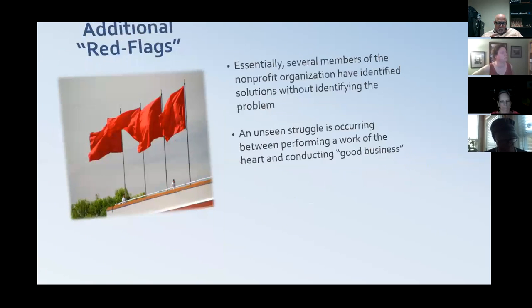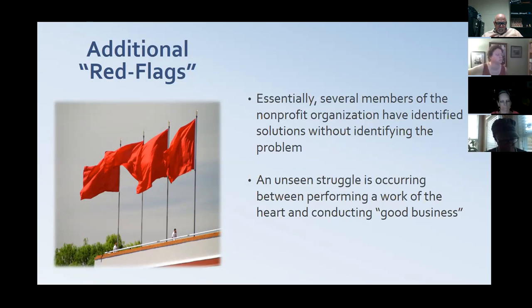Other things to look into: several members of the nonprofit organization have identified solutions without identifying the problem. I believe it was Roderick who mentioned that our donors or different funders are pushing us to be more business-like. And then he did the comparison between the work of the heart versus business work. That really causes an unseen struggle. And that brings up point number 4. An unseen struggle is occurring between performing a work of the heart and conducting good business.